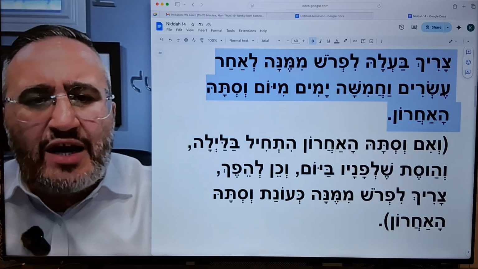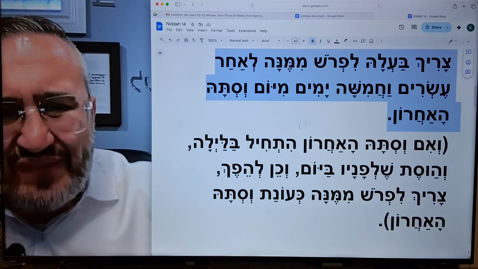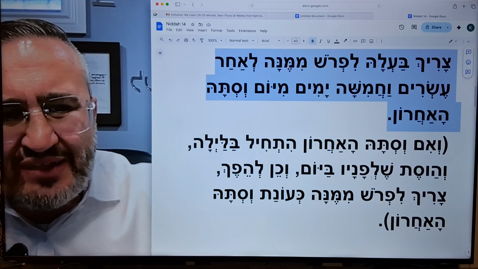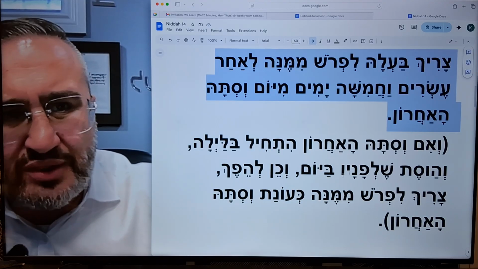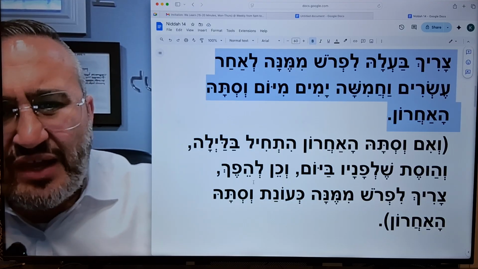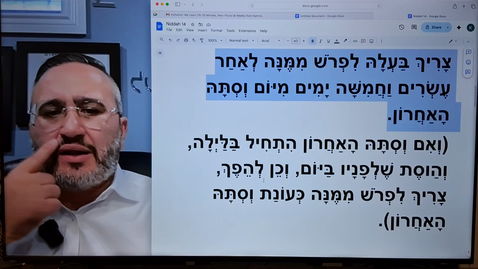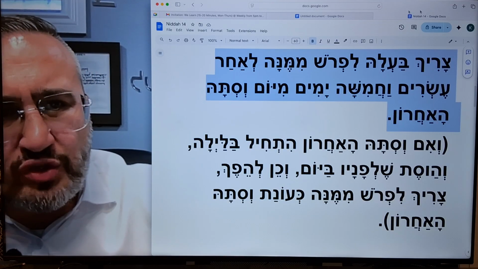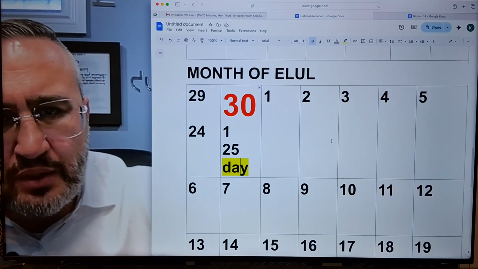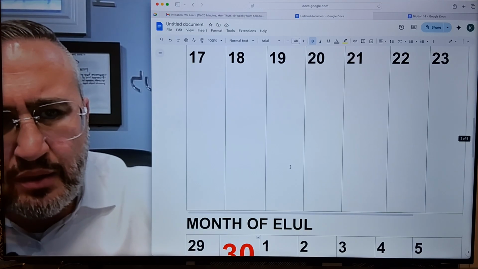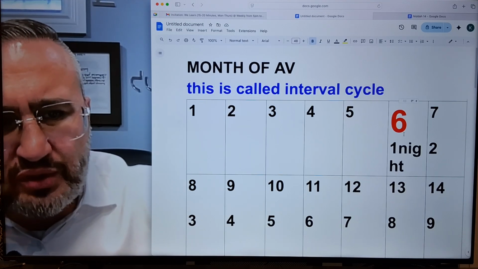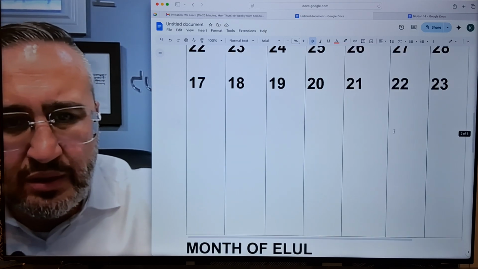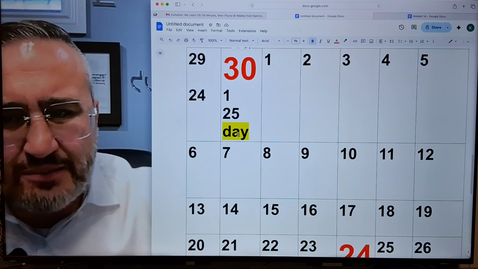V'im vesta ha'acharon hitchil balayla, and if the last vesset began at night, v'haveset shelafanav bayom, and the vesset prior to that was during the day, v'chen lehefech, and so too the opposite. What happens if the last vesset was during the day, and the vesset before that was during the night, like I showed you over here? The last vesset was during the day, and the one before that was during the night, or this one was during the day, number 6 was during the day, and this one was during the night. Doesn't matter.